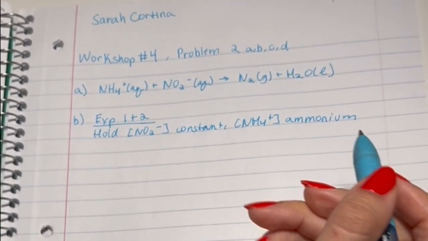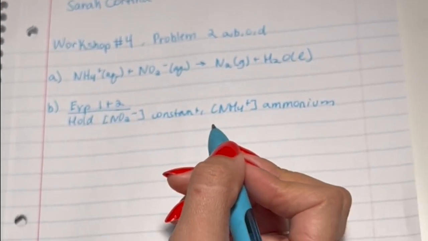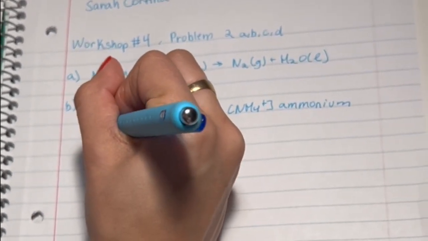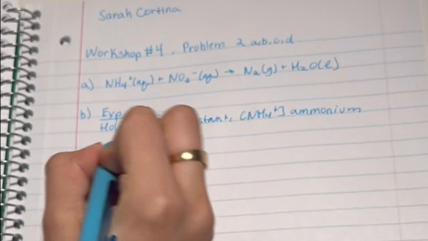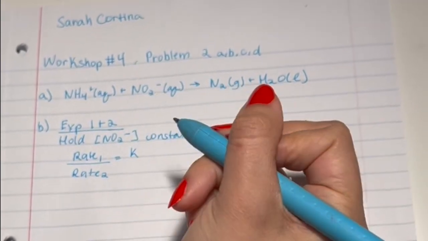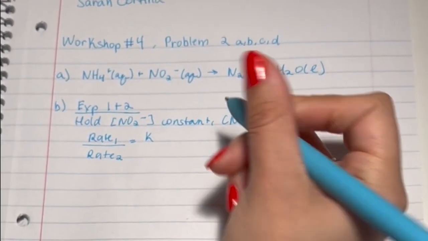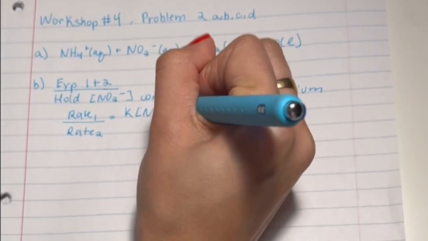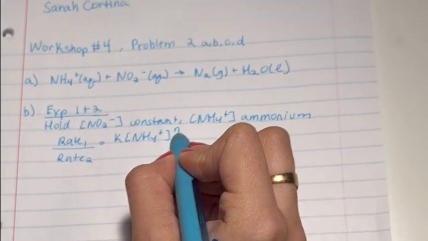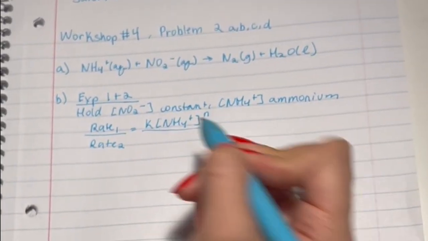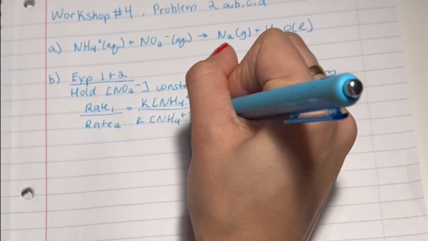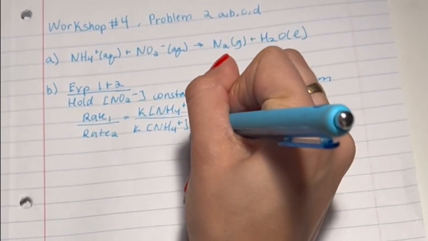In order to find the rate law through calculations, we're going to set up a mini rate expression, and we're going to make sure to put the faster rate on top. So we're going to do rate 1 over rate 2, and we're going to set that equal to K, which is the equilibrium constant, times the NH4 plus concentration raised to the N power, because N is the order that we're trying to find, which gives us the rate law. And we're going to do the same thing on the bottom, raised to N, with a subscript 1 and 2.